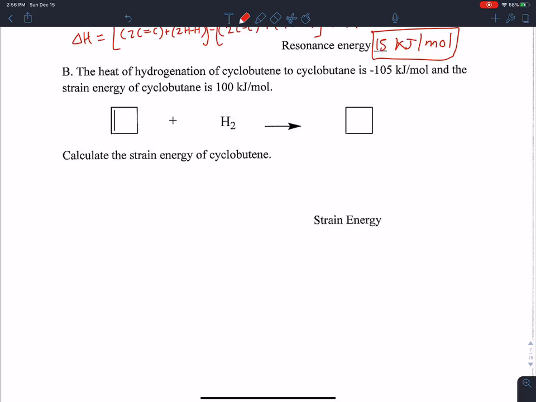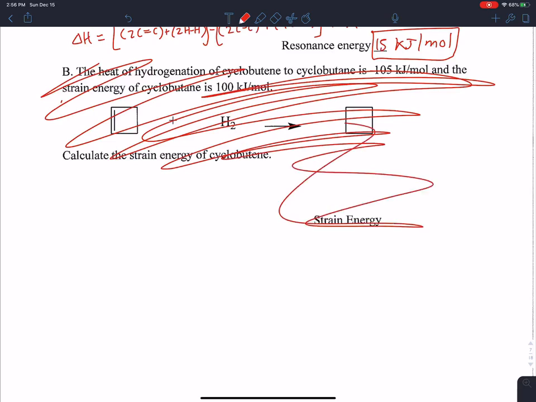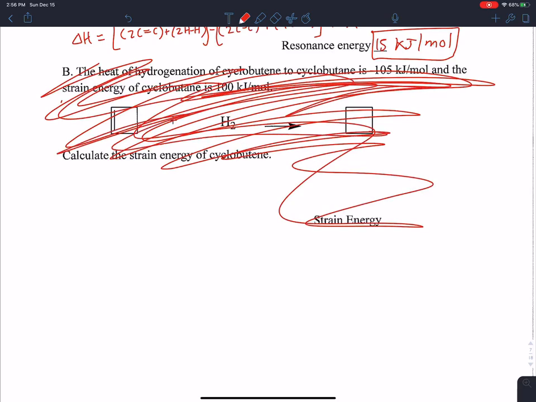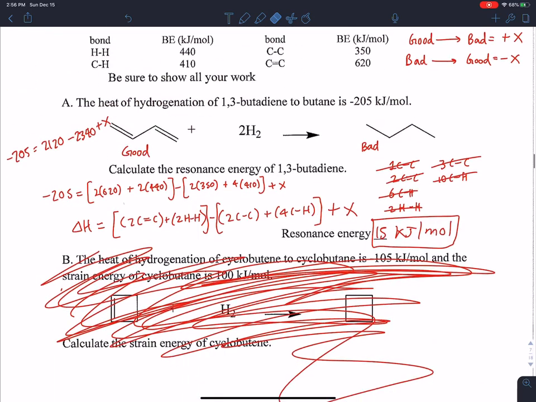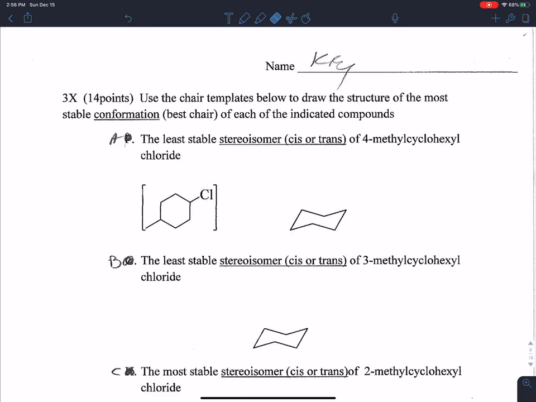Actually, I don't think you have learned how to do this question, so I'm going to skip it. You don't have to worry about this one. This one is actually too much. Both of the things have strain, so you shouldn't really have this question. Let's ignore that question. If you ended up doing it, my bad. Let's go to the next question.